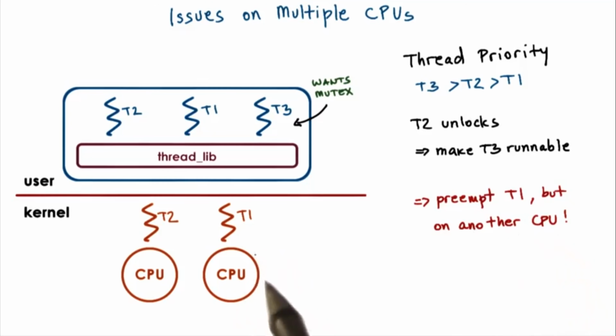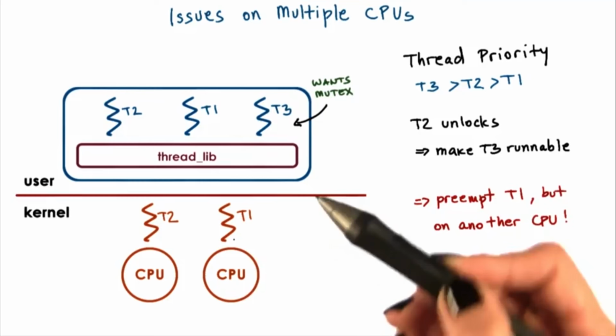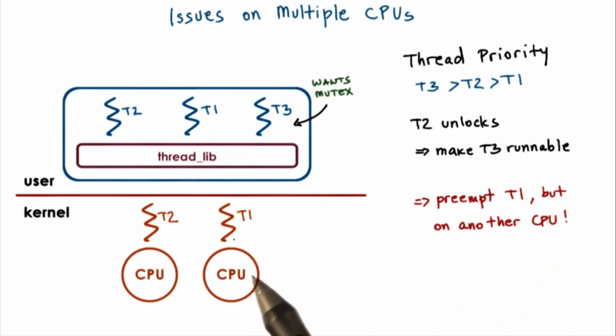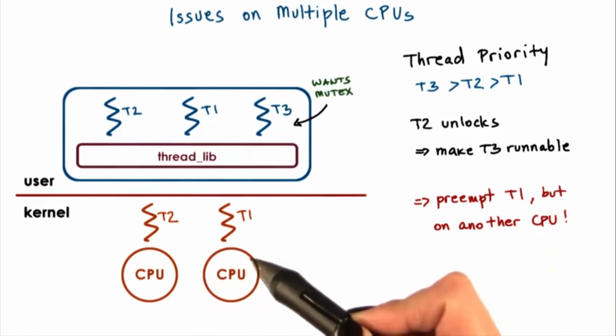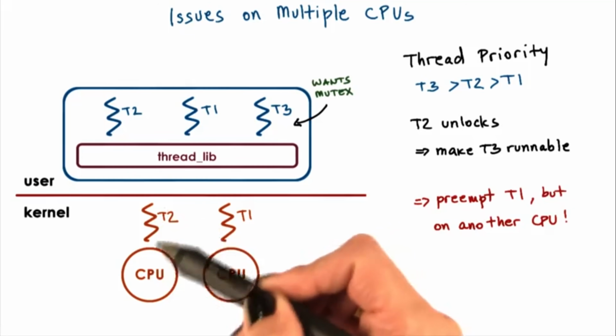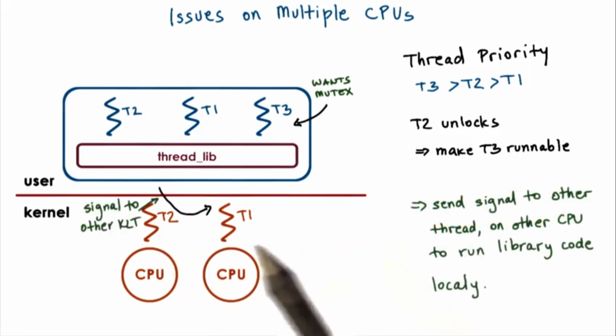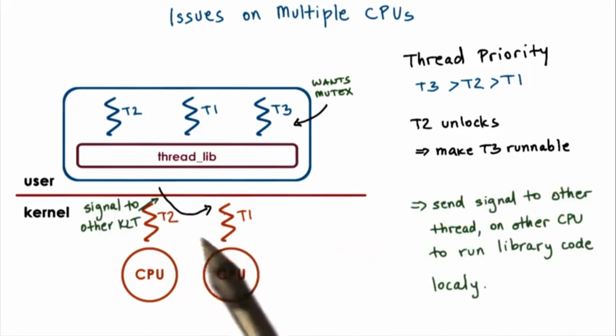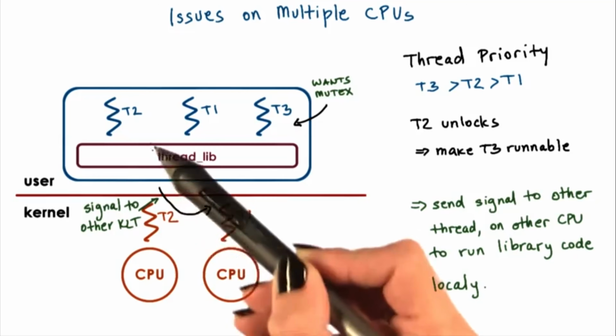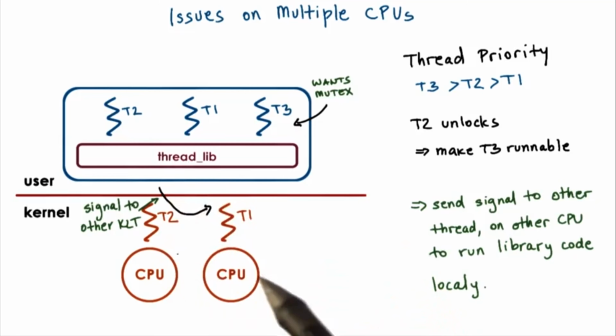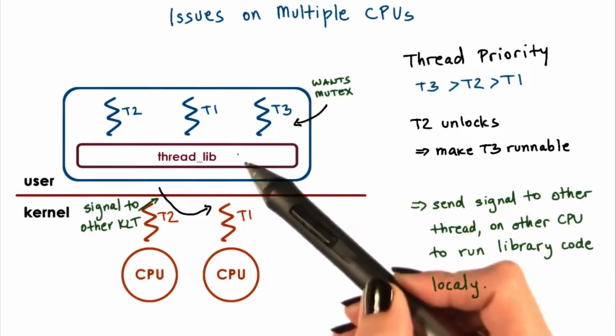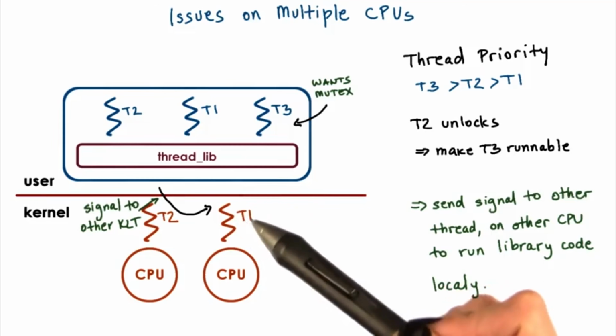However, T1 is running on another CPU, and so we somehow need to notify this other CPU to do something to update its registers and its program counter. We cannot directly modify the registers of one CPU when executing on another CPU. What we need to do instead is to send some kind of signal, some kind of interrupt, from the context of one thread on one CPU to the other thread on the other CPU, and basically tell this other CPU to go ahead and execute the library code locally, because the library needs to make some kind of scheduling decision and change who's executing.